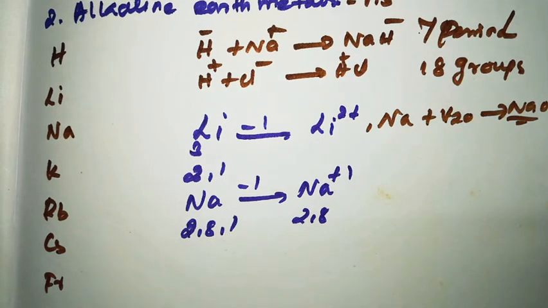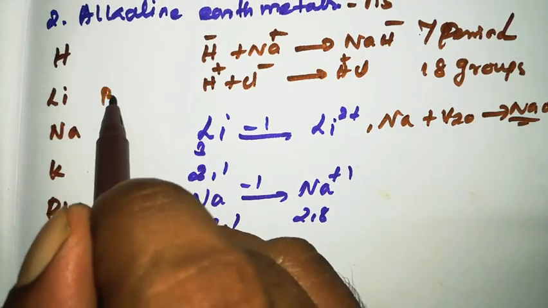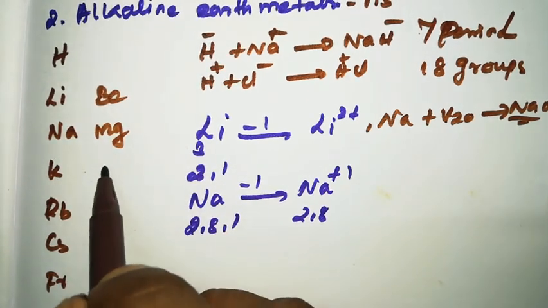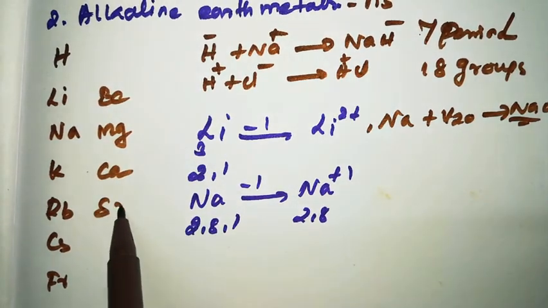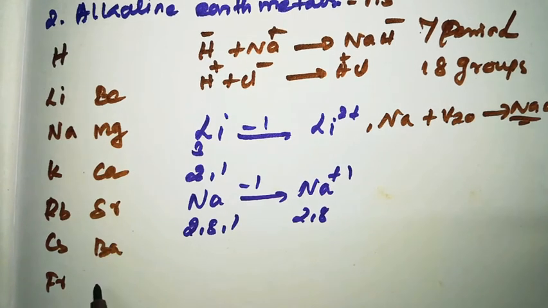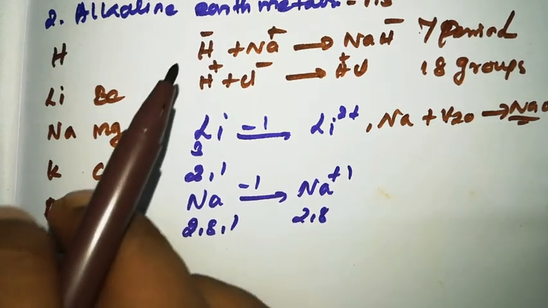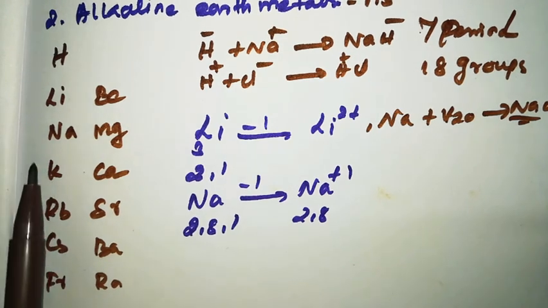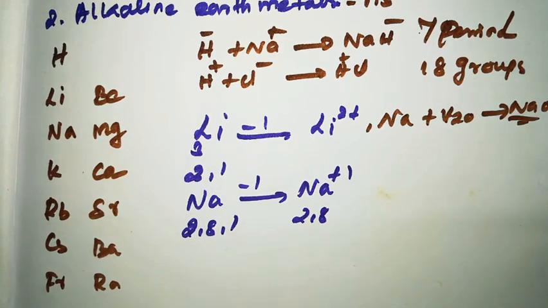The second, alkaline earth metals. These metals are mostly present in the earth's crust. For example, beryllium, magnesium, calcium, strontium, barium and radium. These are alkaline earth metals. Mostly the first group and second group have some similar properties.